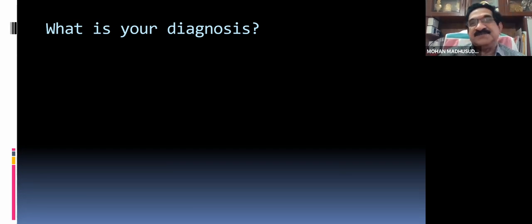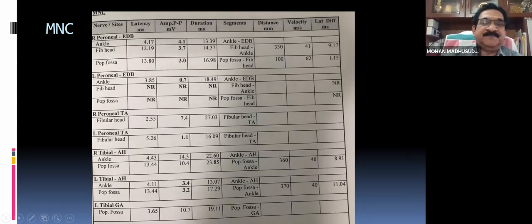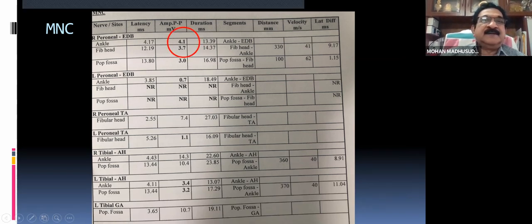Okay, so what investigation do you want? Nerve conduction study? Yes, sir. Okay, this is a nerve conduction. The right peroneal is also affected a little bit, 0.1, but look at the more affected one on the left side. It's got only 0.7 on the left side.